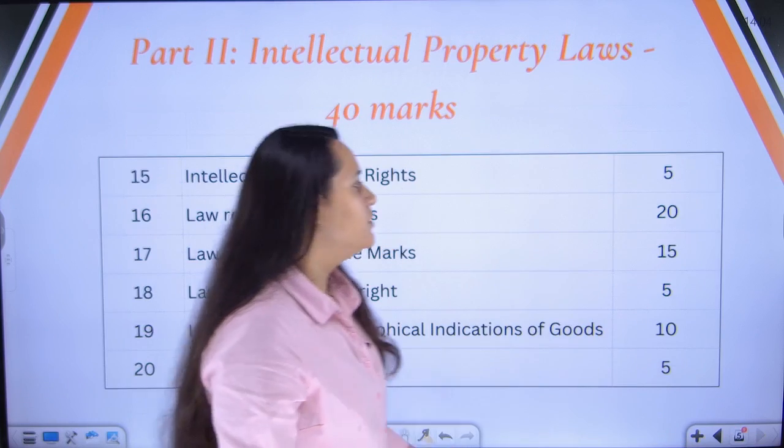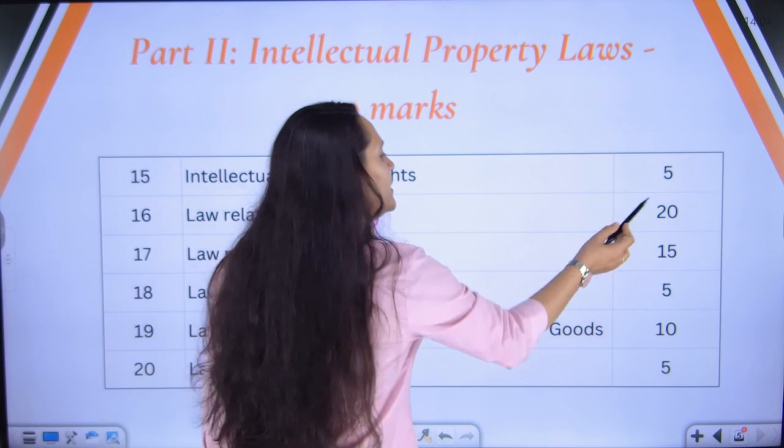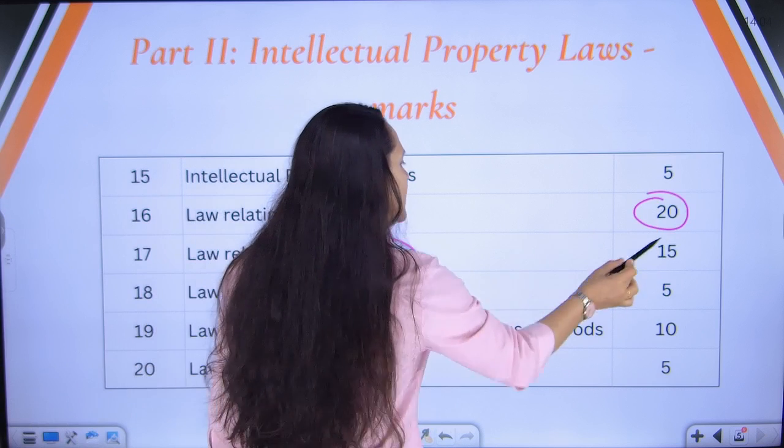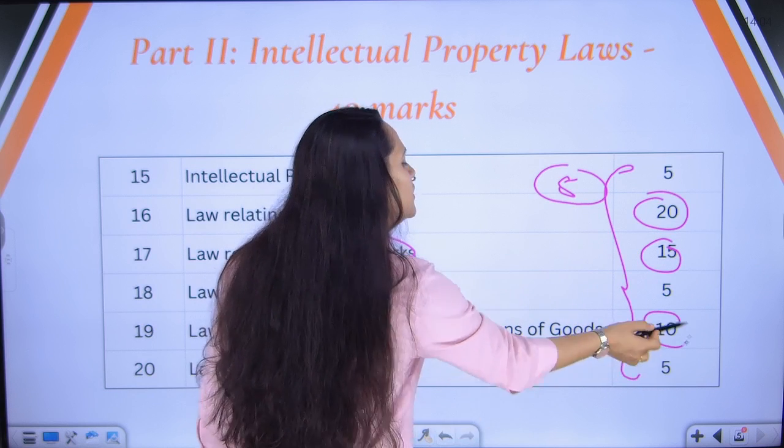Going to part B of the syllabus, importance has been given to the Patent Act, which is 20 marks, the Trademark Act, which is for 15 marks. All others are almost 5 marks each. GI they have asked for 10 marks.